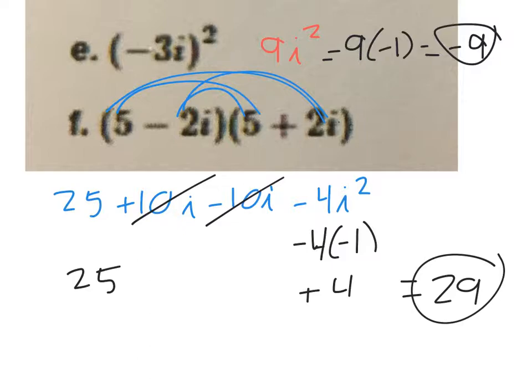Now let's talk a little bit about that letter f. Look back at what's in parentheses. 5 minus 2i and 5 plus 2i. That looks like the difference of perfect squares. Where you have the same terms in the first and the last and you alternate the signs in between them. So if I had a difference of perfect squares, it would factor down to be that.